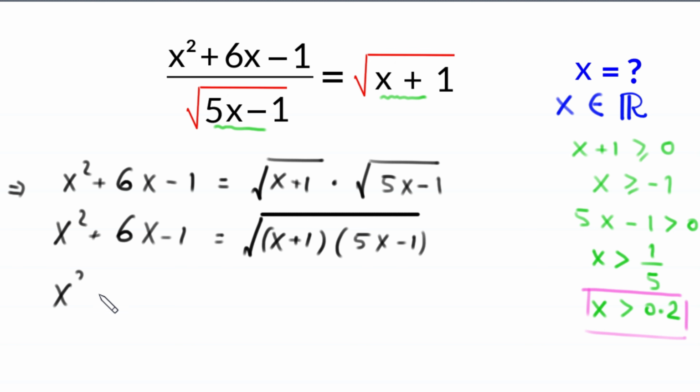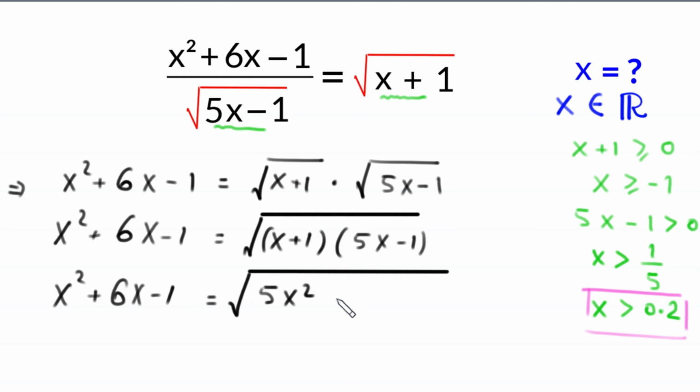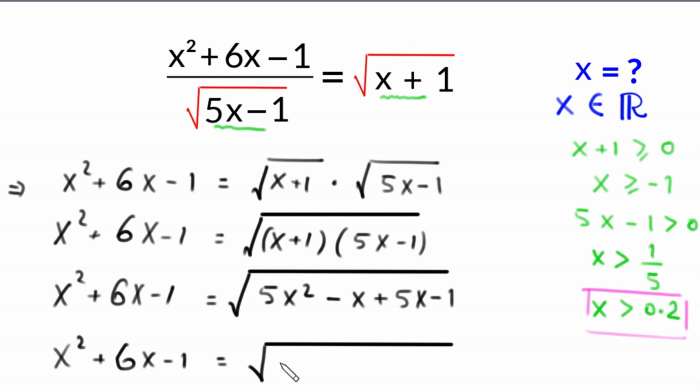Next, x squared plus 6x minus 1 equals the square root of: x times 5x is 5x squared, x times negative 1 is negative x, 1 times 5x is plus 5x, and 1 times negative 1 is negative 1. Further simplifying, this will become x squared plus 6x minus 1 equals the square root of 5x squared plus 4x minus 1.